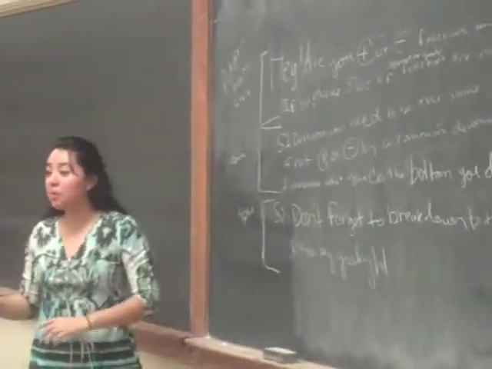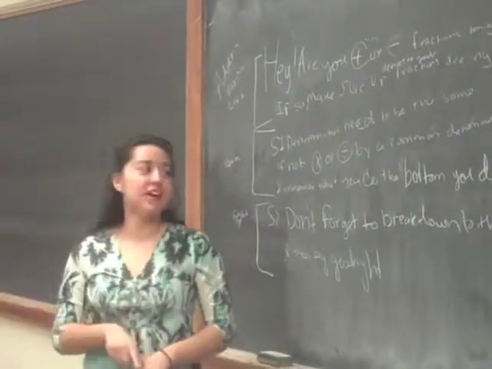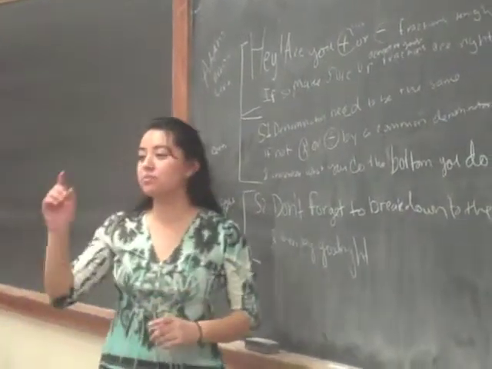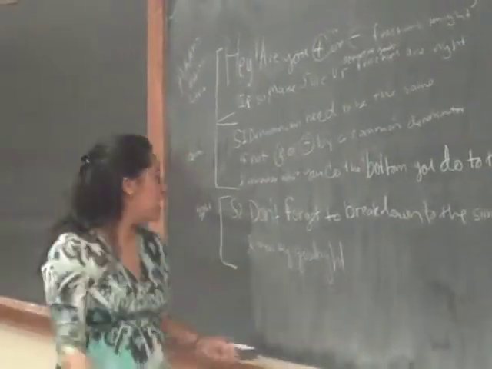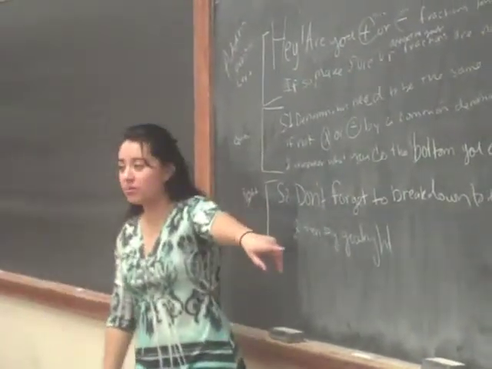Step 1, denominators need to be the same. If not, multiply or divide by a common denominator. And remember, what you do to the bottom, you do to the top. Step 2, don't forget to break down to the simplest form and then say goodnight.